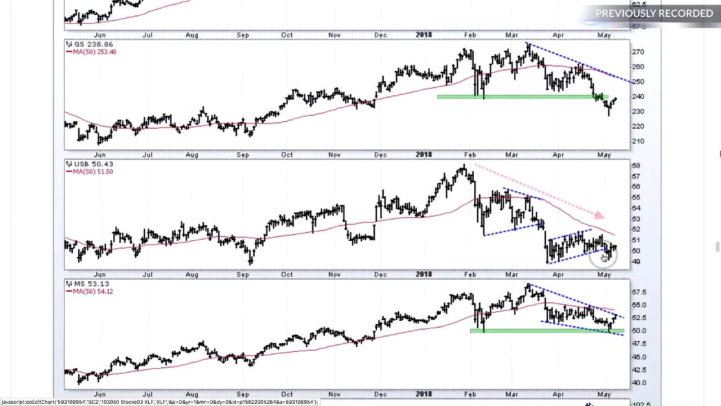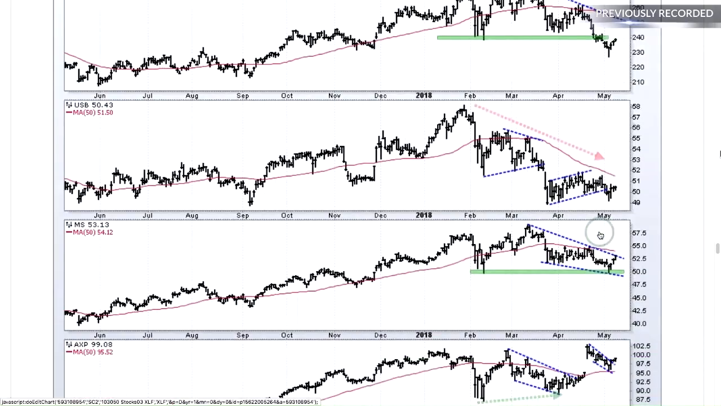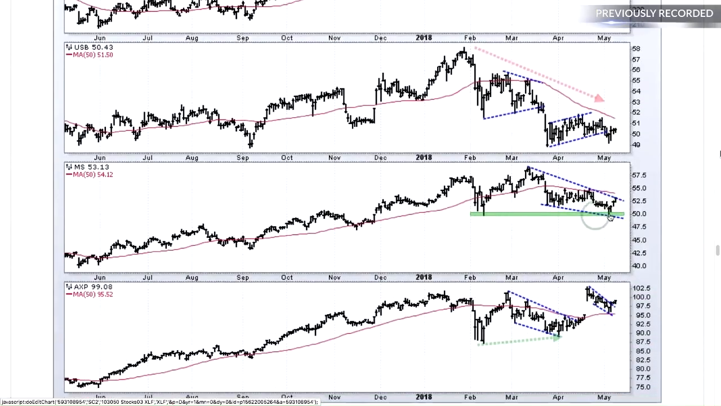USB in a downtrend. So basically we have these April highs to watch for a lot of them. If we can start clearing these April highs, then finance will turn around. And Morgan Stanley might be one to watch because it's holding support here maybe. And a breakout at 55 would be bullish.